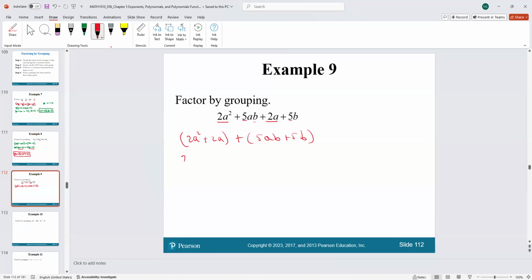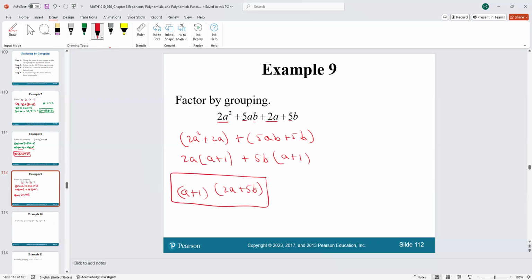So if I do that, 2a is the common factor. I have a plus 1 left. Now, 5b is the common factor. I have a plus 1 left. Now, a plus 1, you can factor a plus 1. Then you have 2a plus 5b there. Okay, so this is the answer right there.